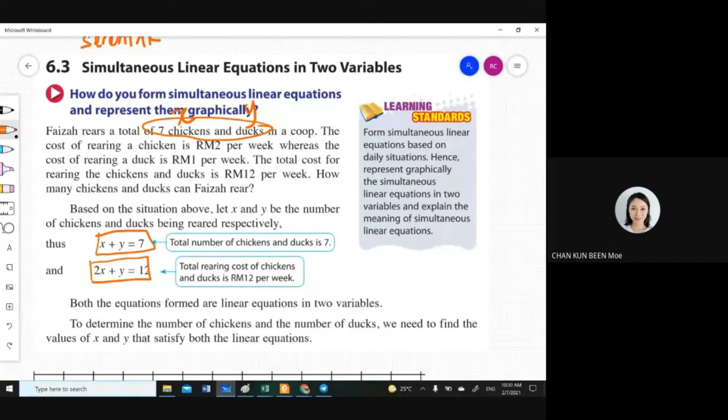Why I say simultaneous? Because there are two linear equations. Okay. So over here, you can see both the equation form a linear equation in two variables. To determine the number of chicken and the number of duck, we need to find the value of x and y that satisfy both the linear equation. We need to find the value of x and y. And you got to make sure when it comes to simultaneous linear equation in two variables, the variable that involved for both of the equation must be the same. So you can see this is x, y. This is also x, y. If it is PQ, these two are not the same. So we don't call it simultaneous linear equation. They must have the same what again, class?